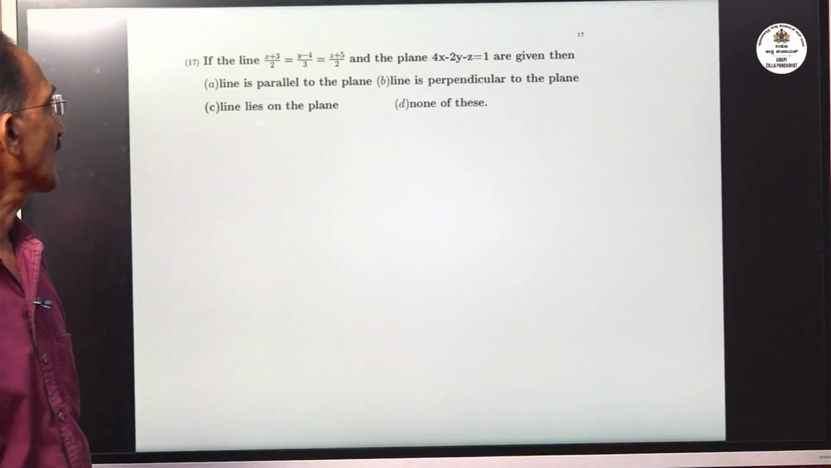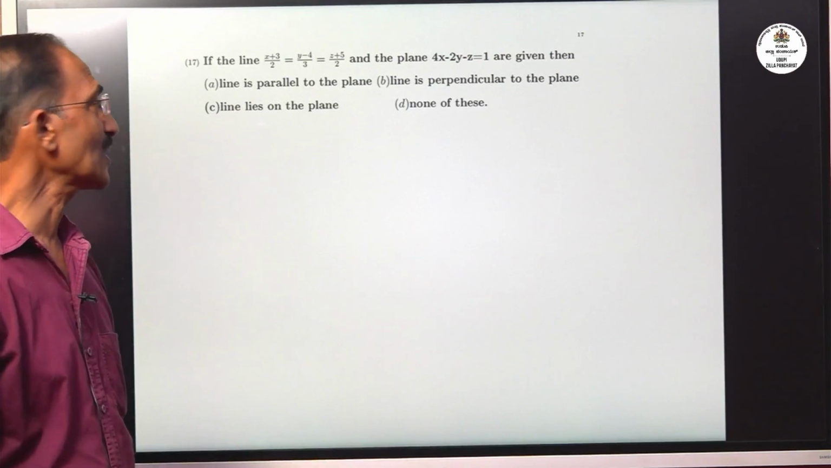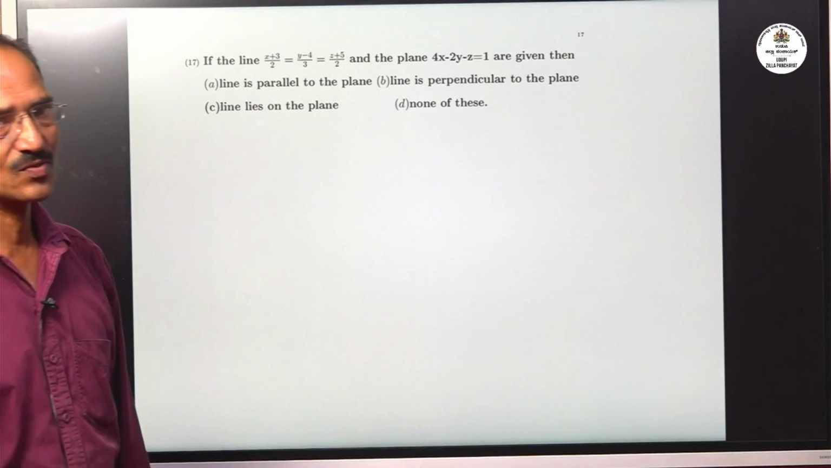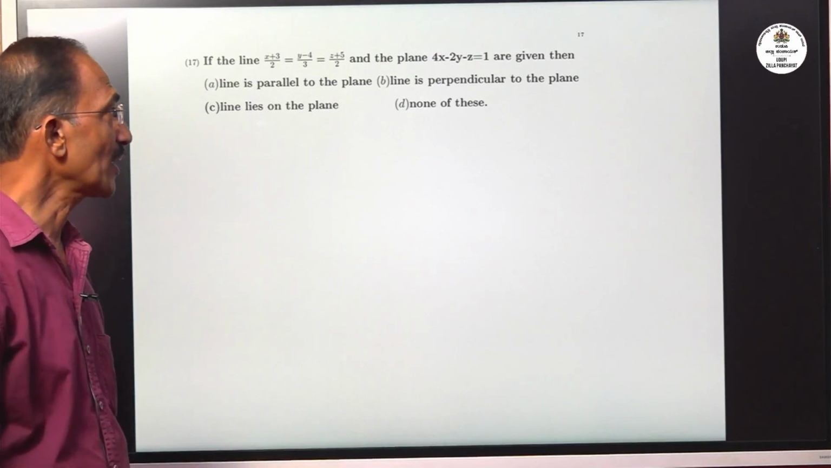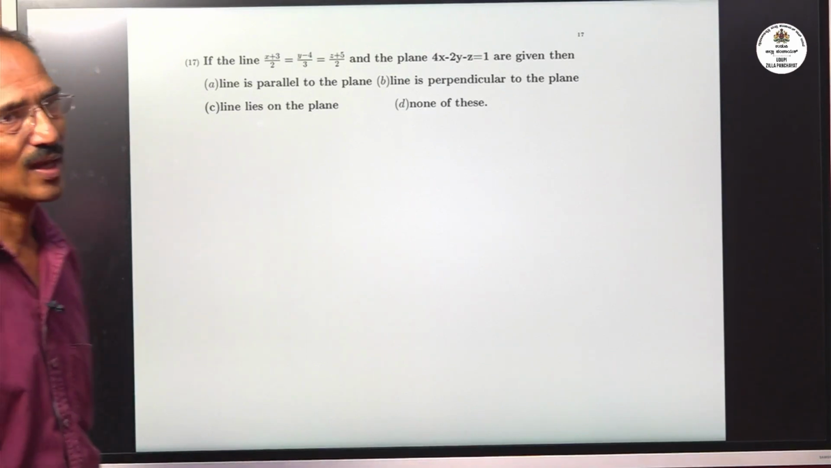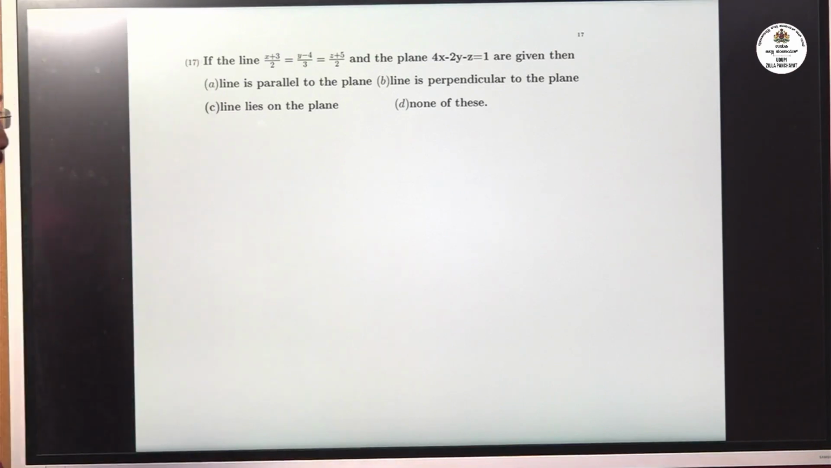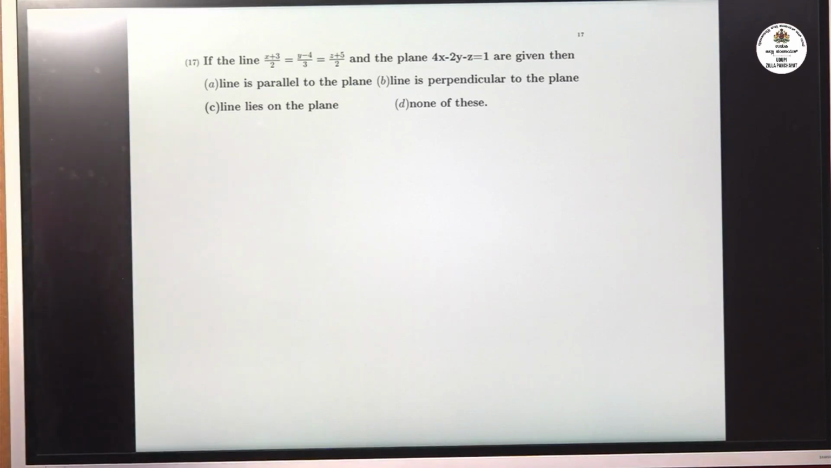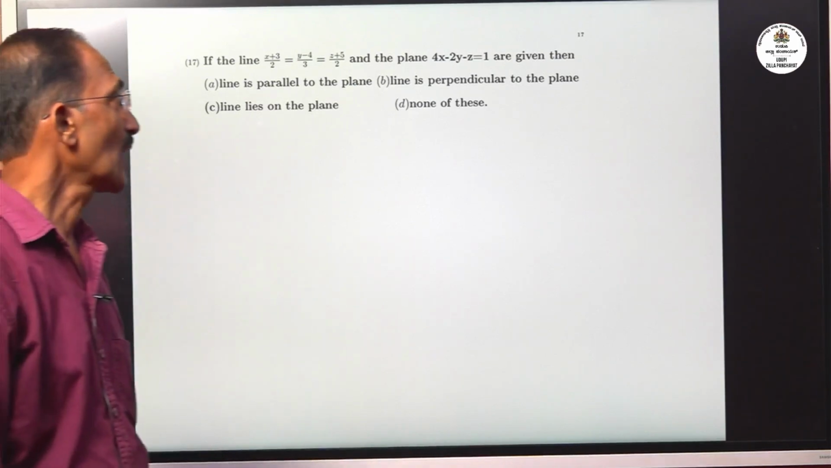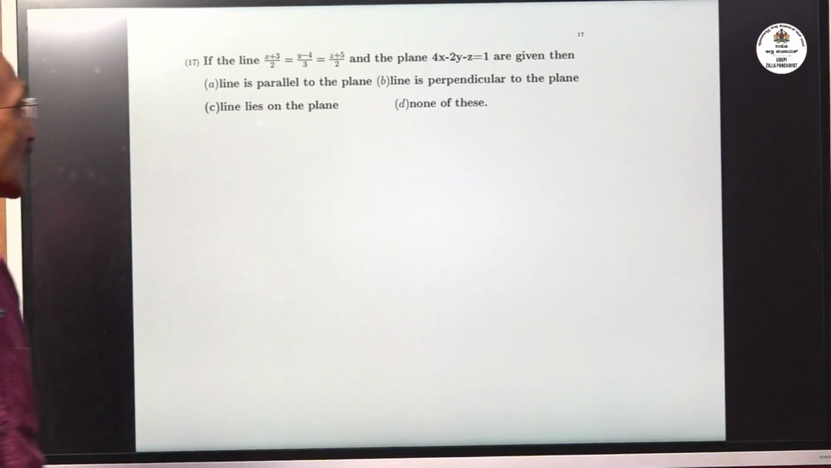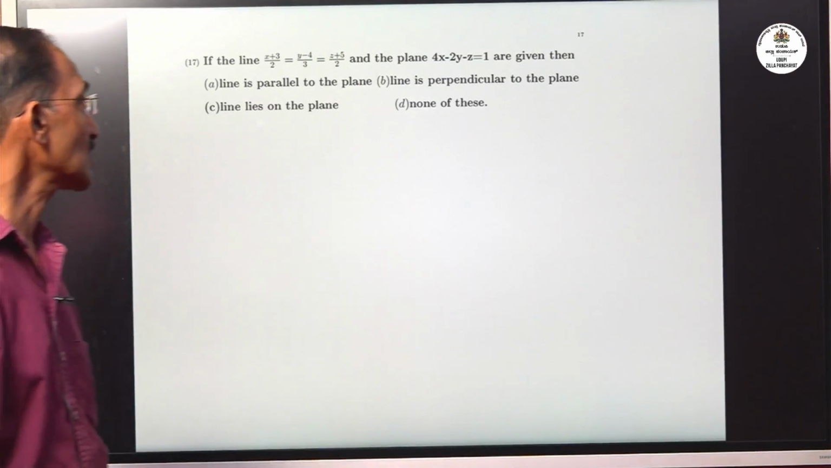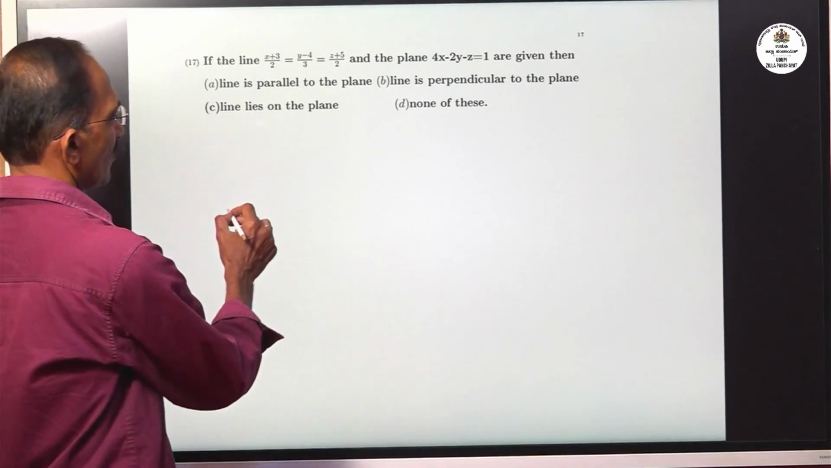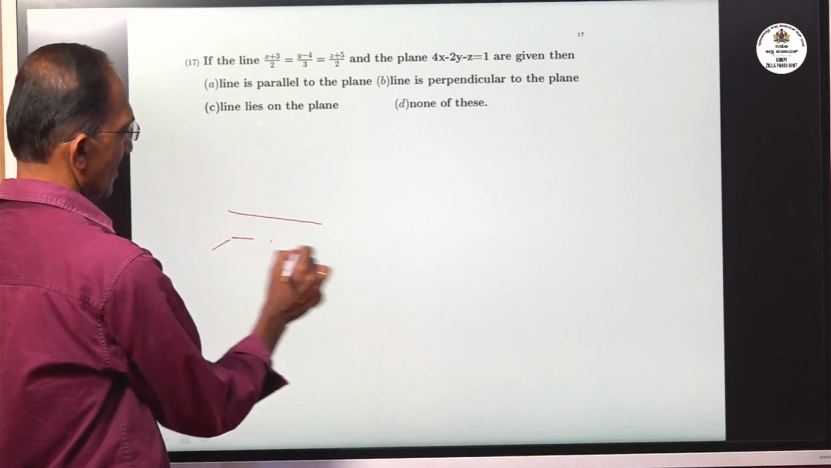Question number 17. If the line (x+3)/2 = (y-4)/3 = (z+5)/2 and the plane 4x - 2y - z = 1 are given, then the line is: four options - the line is parallel to the plane, the line is perpendicular to the plane, the line lies on the plane, and none of these. So what happens if the line is parallel to the plane?